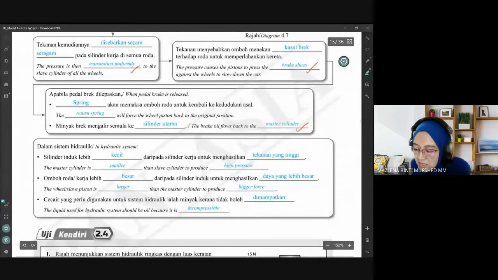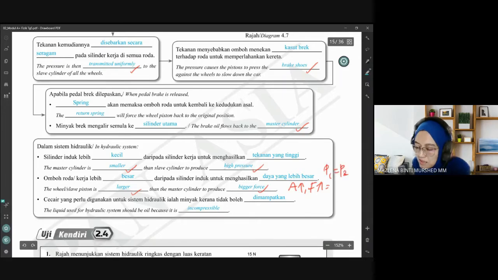The master cylinder is smaller than the slave cylinder to produce high pressure. And then the wheel slave piston is larger than the master piston to produce bigger force. Sebab kat sini bila A dia besar, force dia akan besar because pressure is equal.